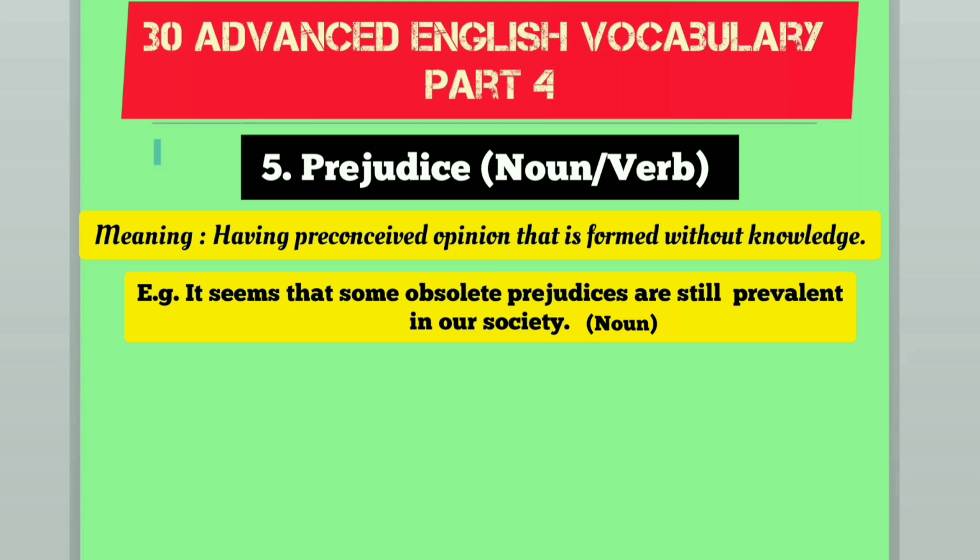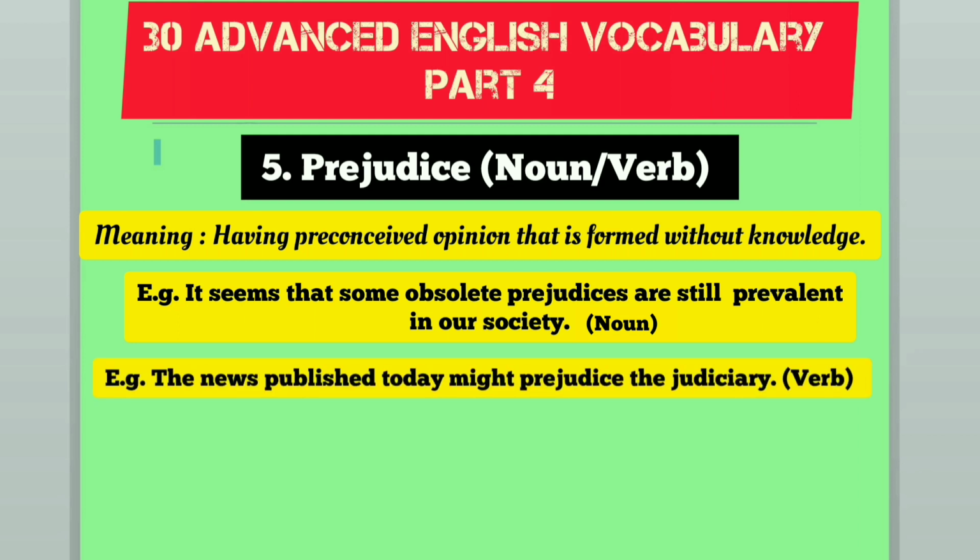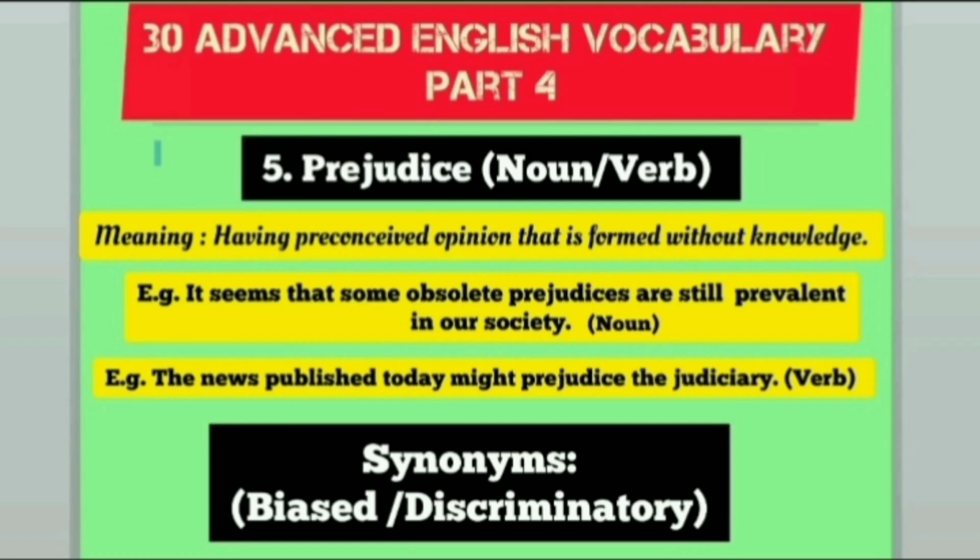As you see on your screen, the example is given. It seems that some obsolete prejudices are still prevalent in our society. So we can also use that as a verb, which means influence. So let's see how to use this as a verb. The news published today might prejudice the judiciary. That means to influence. That's the way you can use that as a verb. We can use two synonyms, biased and discriminatory.